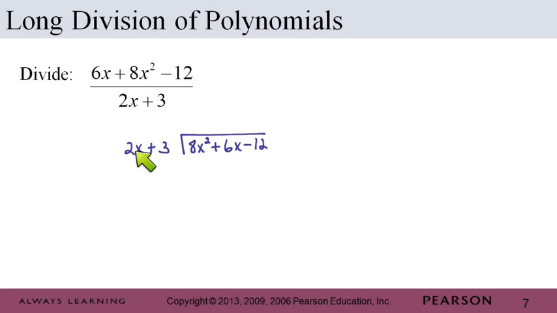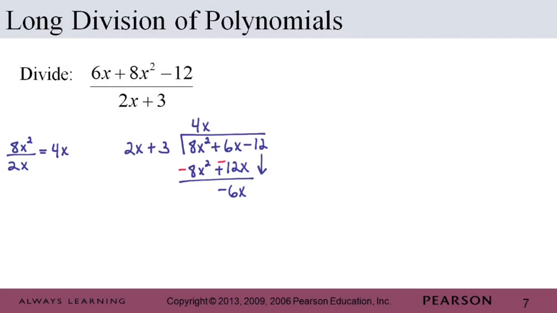Alright, so we'll say here, for our first guess, how many times will 2x go into 8x squared? Visualize it in fraction form and reduce. We get 4x. So we'll put 4x on the line here. 4x times 2x, multiply back. 4x times 3. Alright, change signs and add. And that'll be 0. 6x minus 12x is negative 6x.